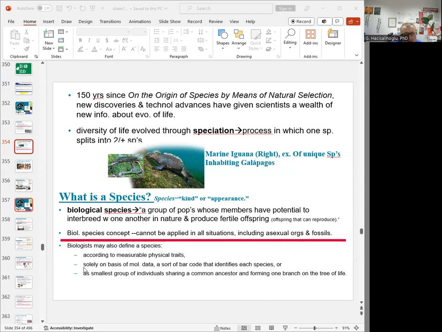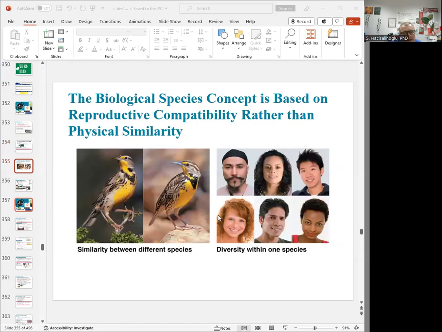Okay, so we need to look at the definition of species in order to understand macroevolution. Species in biology means kind or appearance. A biological species is defined as a group of populations whose members have the potential to interbreed with one another in nature and produce fertile offspring, and of course those offspring can also reproduce. We are going to see a number of barriers that separate species from other species, and very important, the biological species concept is based on reproductive compatibility, not physical similarity.